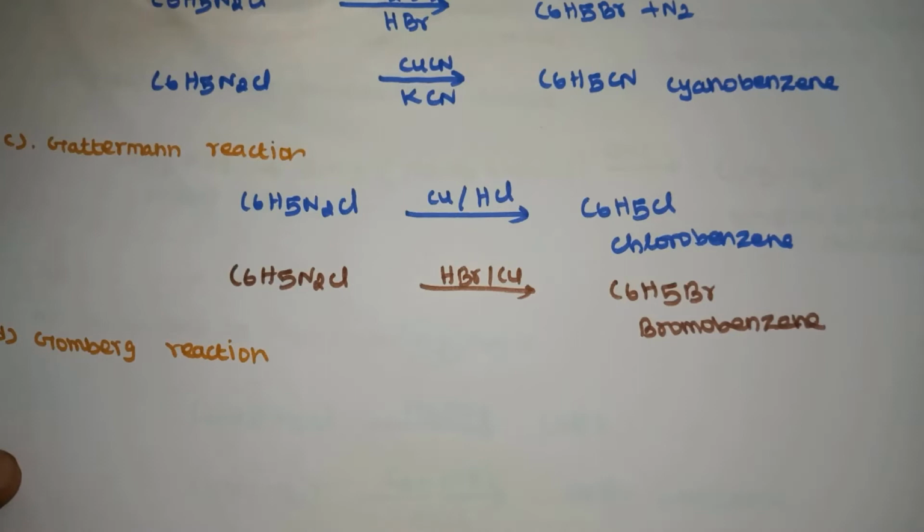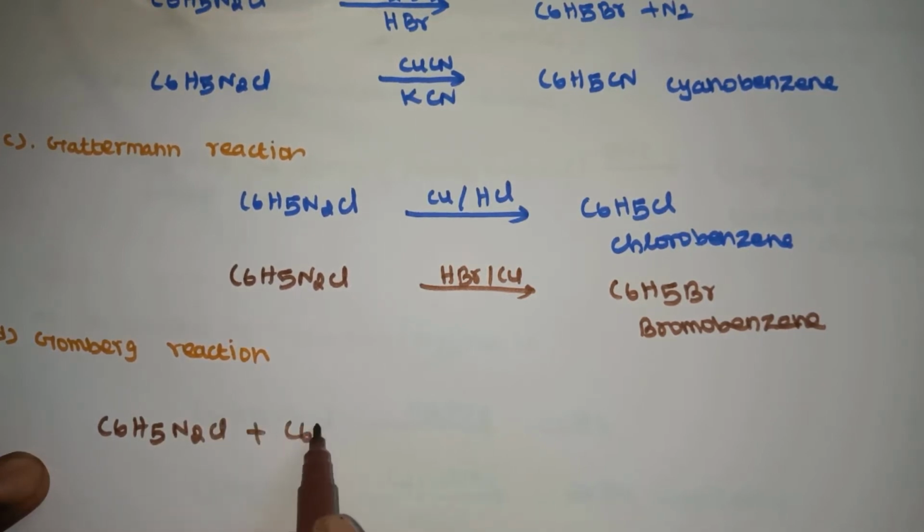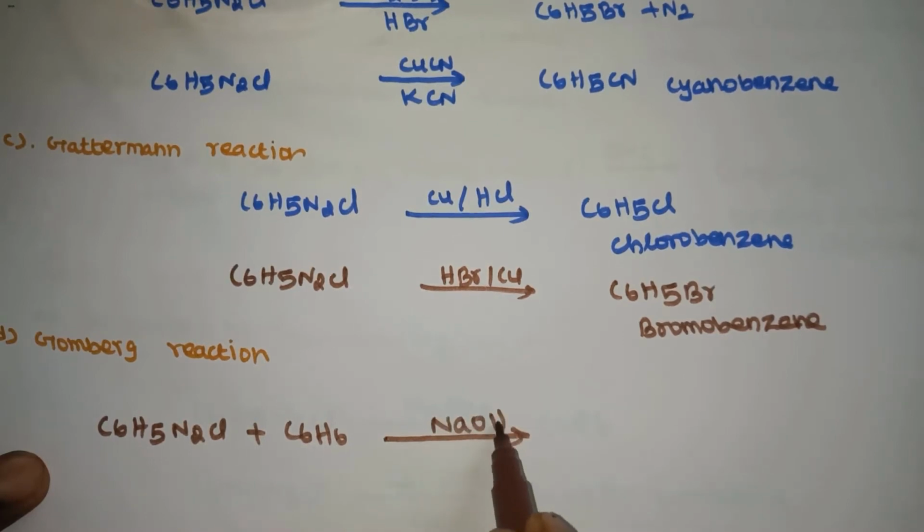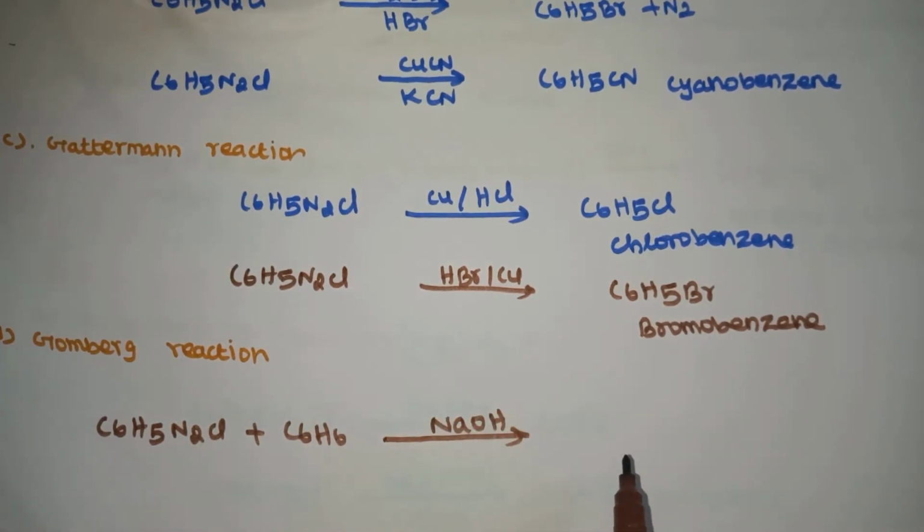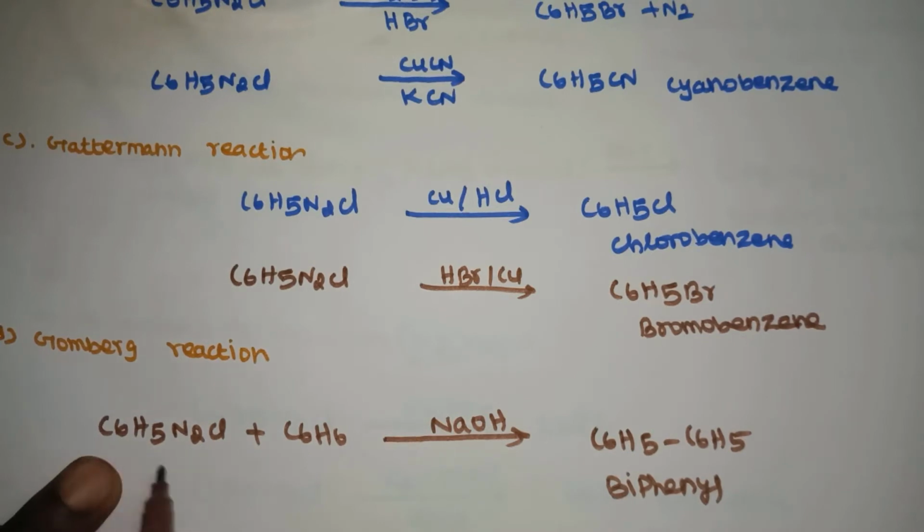Next one is the Gomberg reaction. When benzene diazonium chloride, C6H5N2Cl, reacts with benzene, C6H6, in the presence of sodium hydroxide, it forms biphenyl. This reaction is called the Gomberg reaction. The name of this compound is biphenyl. When benzene diazonium chloride reacts with benzene in the presence of sodium hydroxide to form biphenyl, this reaction is called the Gomberg reaction.